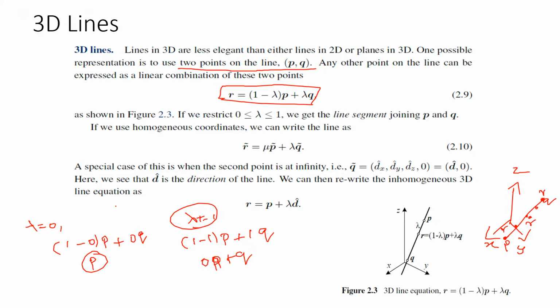If the lambda value is between 0 and 1, then we can say the point R lies between P and Q. If lambda is less than 0 or greater than 1, then the point R is not between P and Q, it is outside the segment on the line. In this way, we can represent a 3D line and determine whether any point lies on the 3D line or not.